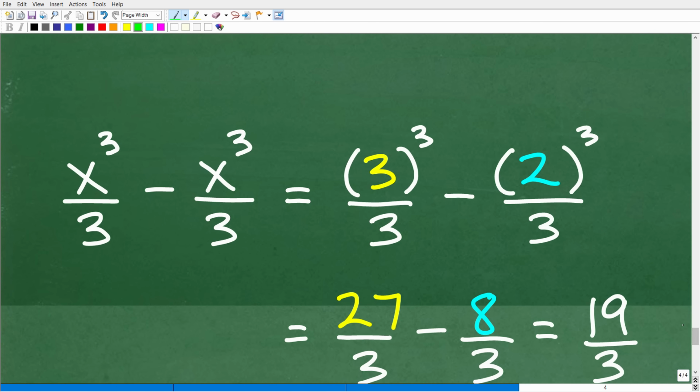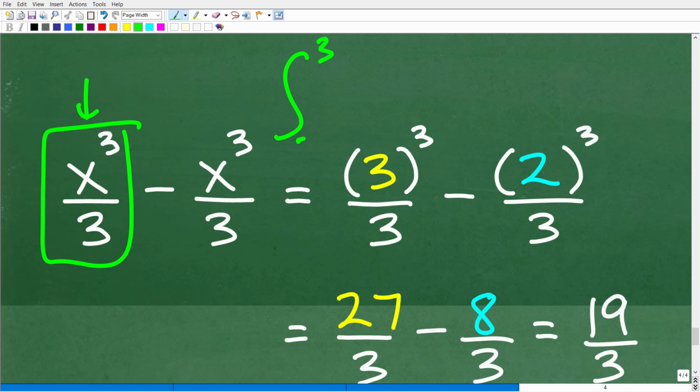Okay, so here is our x cubed over 3 minus x cubed over 3. Remember, we're going to plug in that top number on the integral, which was 3, in this first x cubed, and then our bottom number, which is 2, we're going to plug in on this second one. So here is the setup. So we have 3 cubed over 3 minus 2 cubed over 3. And let's go ahead and do the number crunching right now.